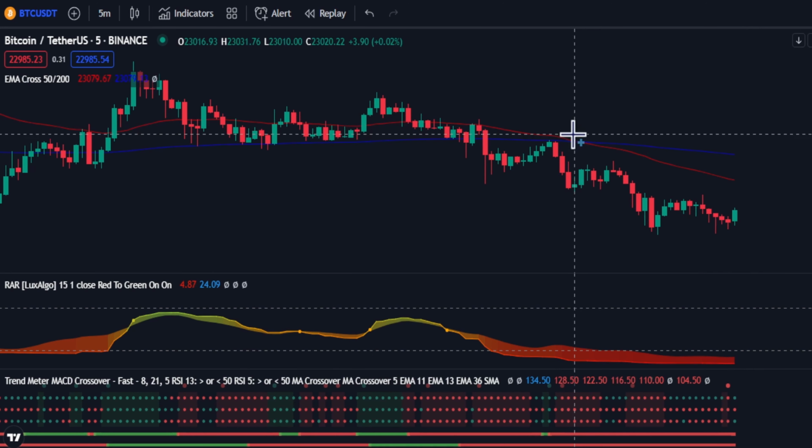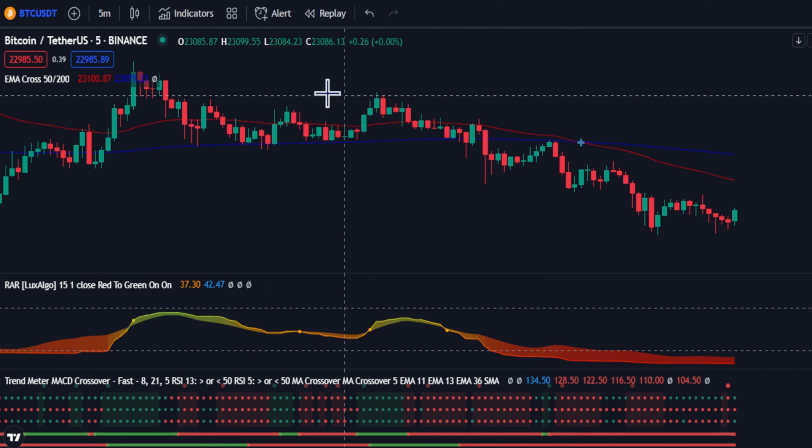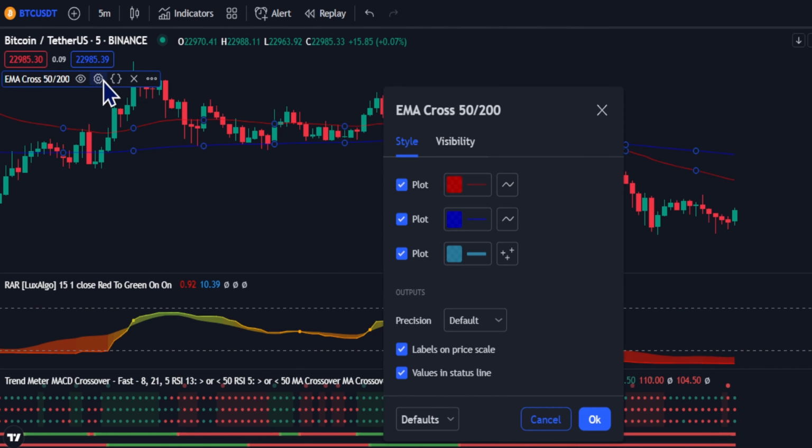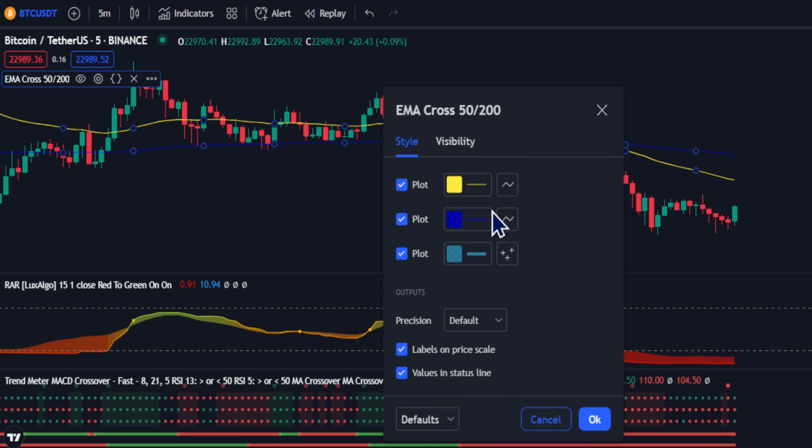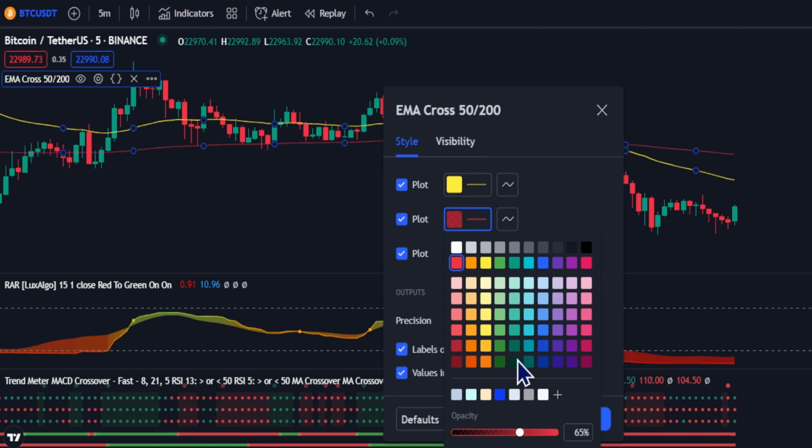Let's now change the indicator settings to make sure the indicators will perform well. First, head over to the EMA settings. Now head over to the style table. We will be changing the color of both lines. Change the first EMA to yellow. After doing that, change the second EMA color to red. That was all that we needed to change regarding the EMA.